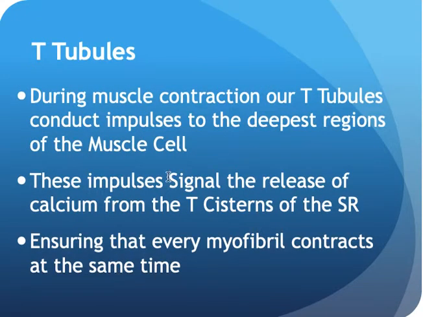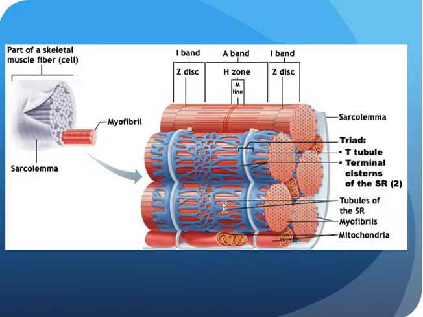Okay, so what does a T-tubule do for me? During muscular contraction, our T-tubules are going to conduct impulses to the deepest regions of the muscle cell. So remember, the T-tubules are coming from that sarcolemma, and when I stimulate this muscle fiber, I have to get that impulse down into the muscle, and this is how I get that impulse down into the muscle, through this T-tubule. And then the T-tubule is going to stimulate that sarcoplasmic reticulum to release its calcium. Then this is going to come into play where I unblock my binding sites, I'm going to be able to form my cross bridges, and we're going to be able to create these muscular contractions.